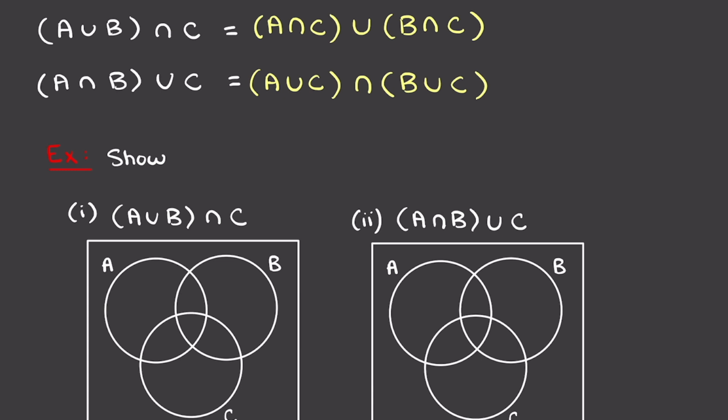We have in the first case A union B intersecting with C. So there's two different ways that you can look at this. You can just look at it as it's written and consider, well, what's A union B? A union B is this whole portion. This is A union B. And C is this. So what's in common between them? It must be just this part.